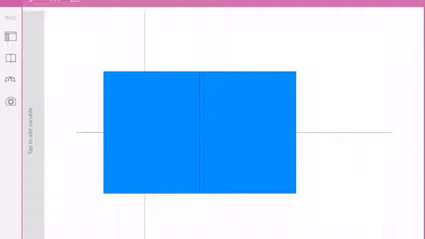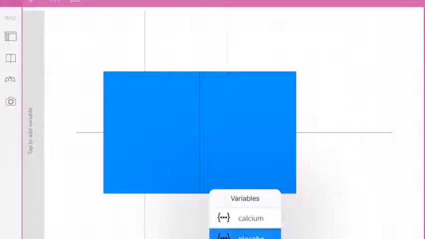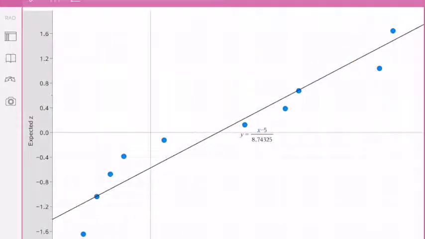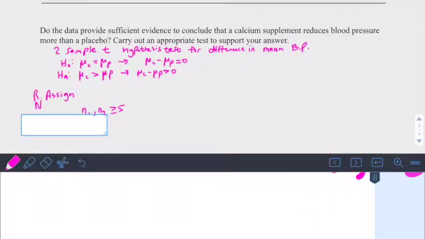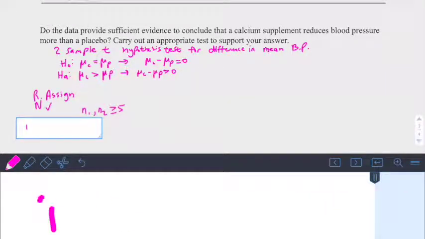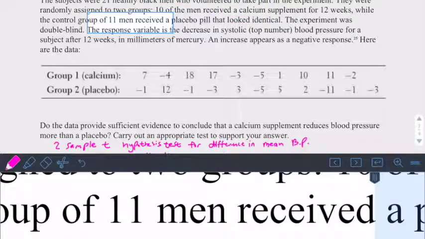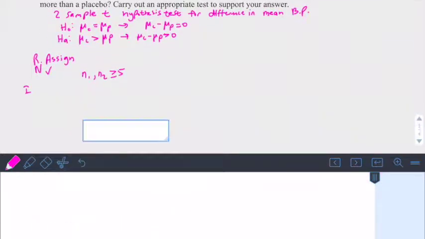Well, that looks approximately normal. And with our placebo, that doesn't look bad either. It looks approximately normal. A normal probability plot would be nice. Looks pretty linear. Looks pretty linear. So we can say that the sampling distribution is approximately normal. We will also satisfy our independent condition since 10 and 11 is less than 10% of all black men. And now we can run our test.